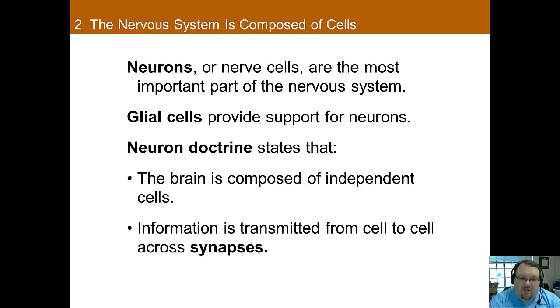In addition to neurons, you also have glial cells, and these are the support cells for the neurons. They provide structural, nutritional, and other types of support to the brain. And they're also very important for myelination, which we'll discuss in this lecture.